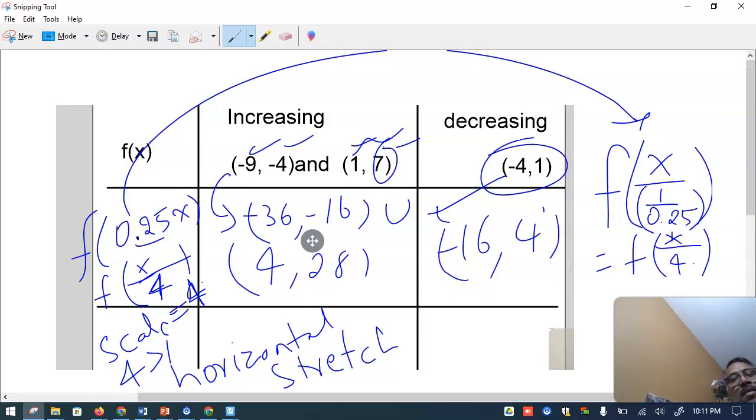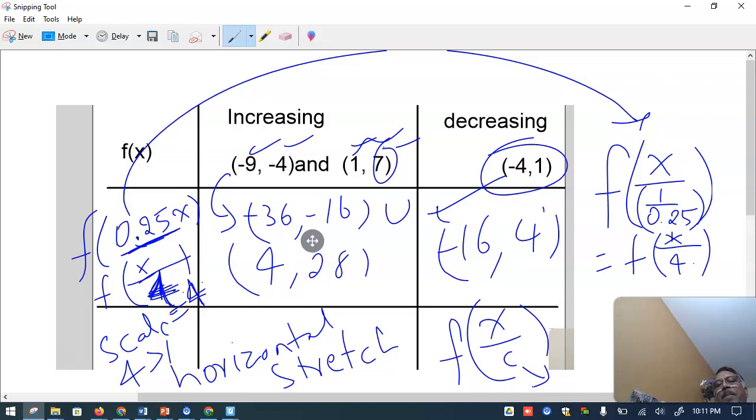So basically, even though there is a 0.25, it becomes over 4, and that's the scale factor. Remember that when you have f of x over c, that c is the scale factor which you multiply to all the input x.